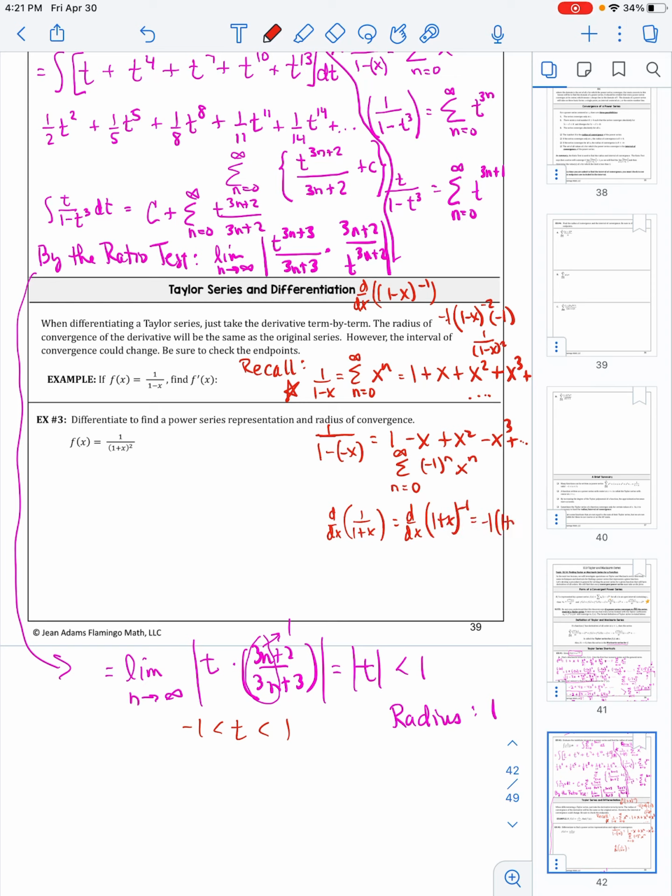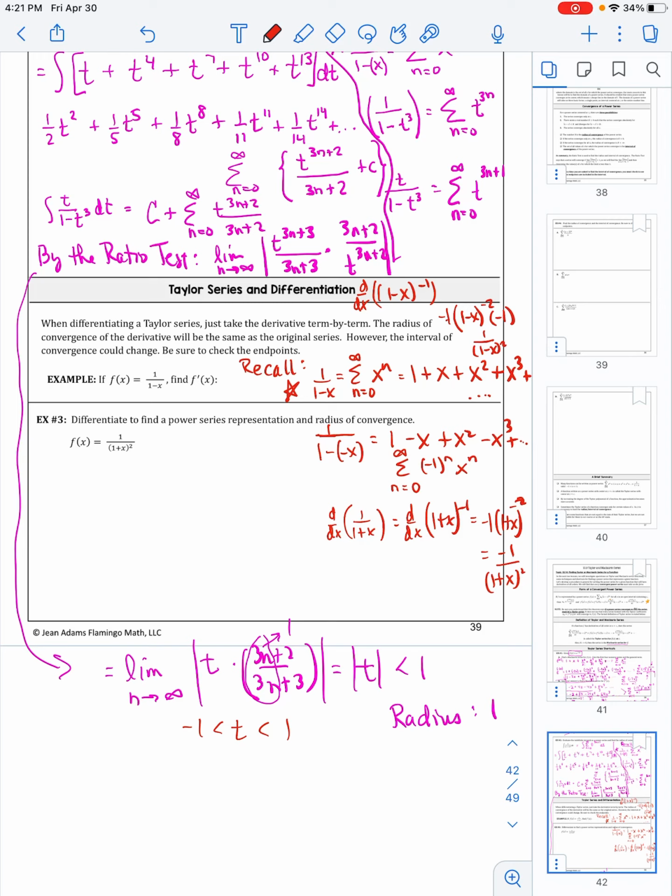But if I had 1 over 1 plus x and I was going to take the derivative, my derivative is of (1 plus x) to the -1. So this would be -1 times (1 plus x) to the -2 times the derivative of 1 plus x, which is just 1. And so this becomes -1 over (1 plus x) quantity squared.